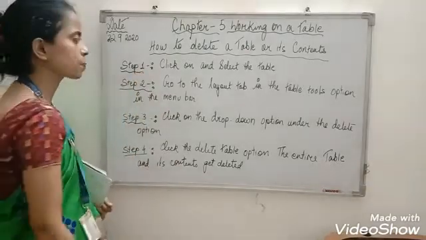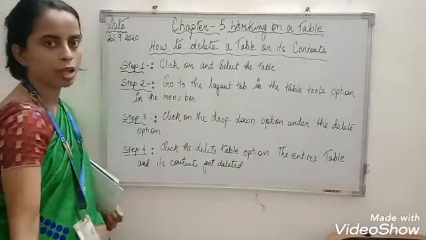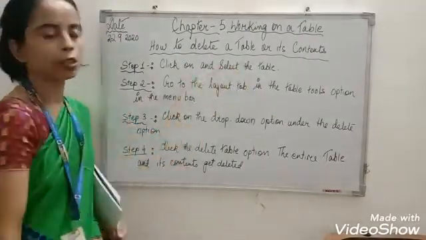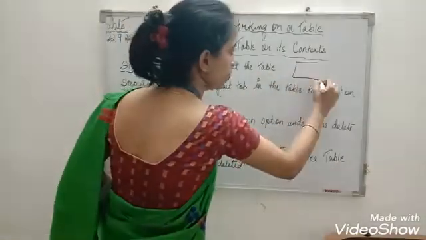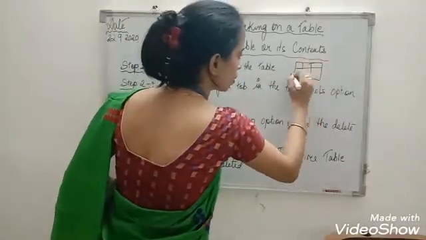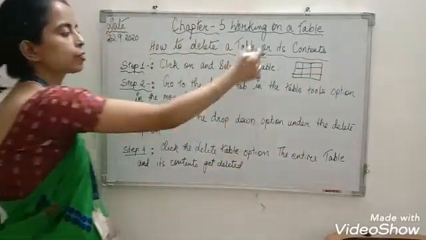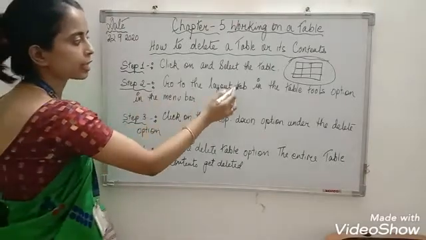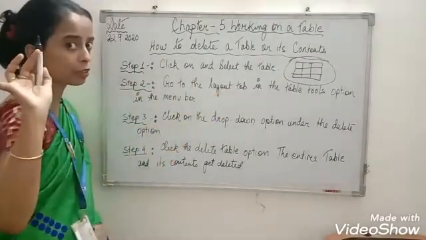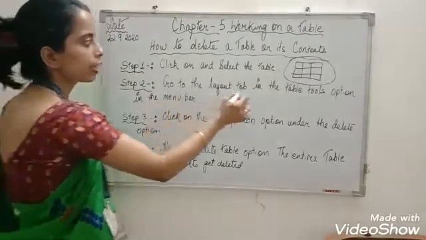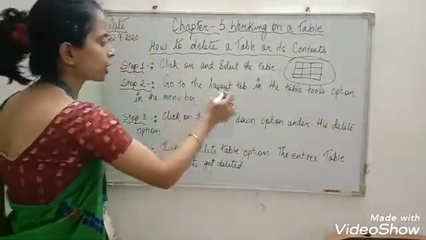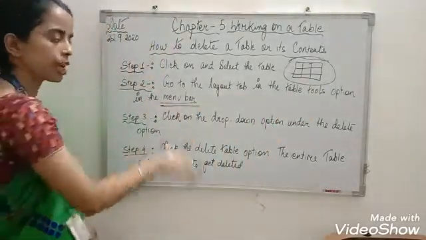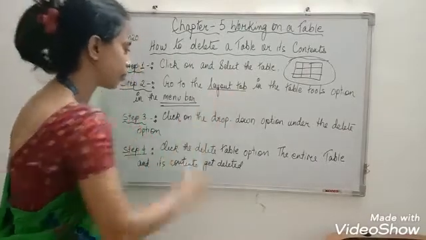There are 4 steps to delete a table or its contents. What is step number 1? Click on and select the table. Whatever table you have drawn, first you have to click, then select the whole table. Step 2: go to the Layout tab. Where will you get the Layout tab? In the Table Tools option in the menu bar, as I have already told you.